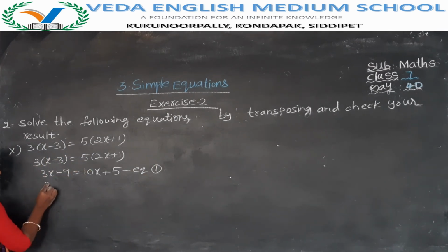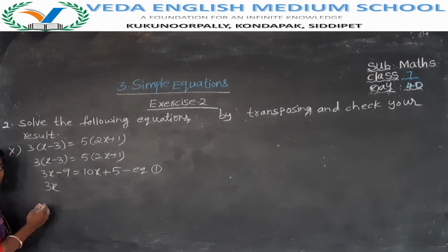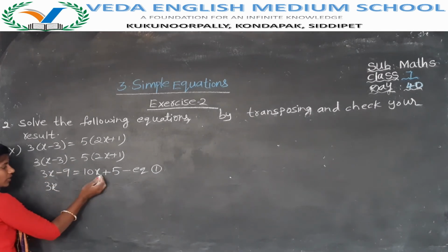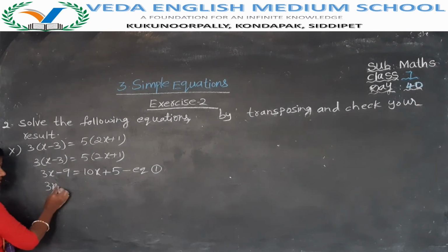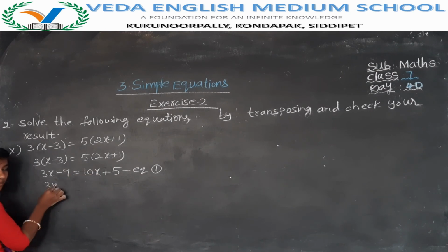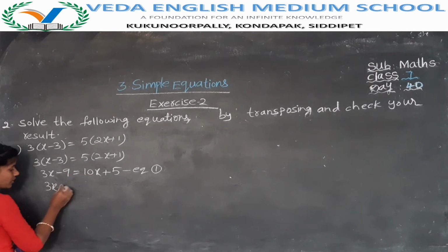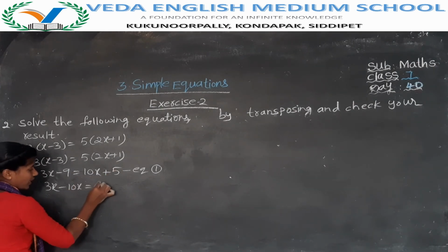Now numerical numbers should be on one side and alphabet numbers on one side. Now 10x is an alphabet number, so you can bring it to the LHS. 10x is on the RHS with a plus symbol. When it comes to the LHS, it becomes a minus symbol. So it becomes minus 10x is equal to plus 5.